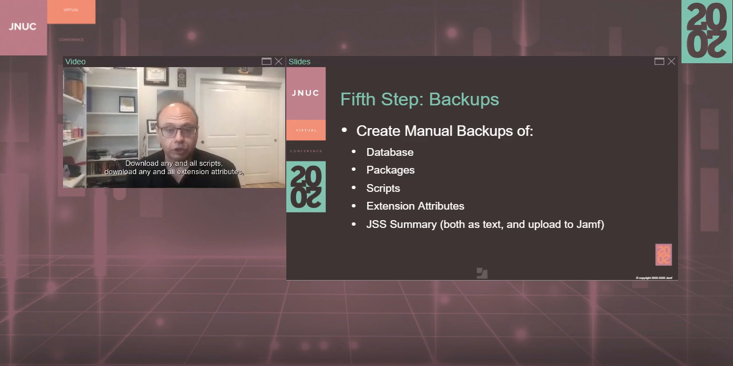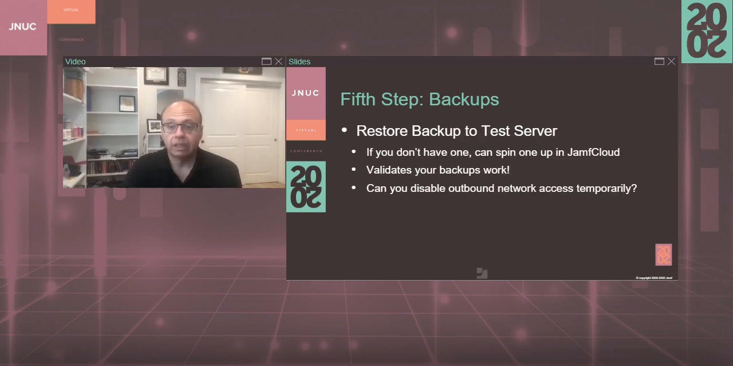Download any and all scripts, download any and all extension attributes, and using Jamf Pro, create a JSS summary. This will give you a whole bunch of information about your Jamf Pro server. You can save it as a text file. You also have the option of uploading that directly to Jamf. As long as your Jamf Nation account is associated with your new employer, I would go ahead and do that. And if you can't, do it when you can.